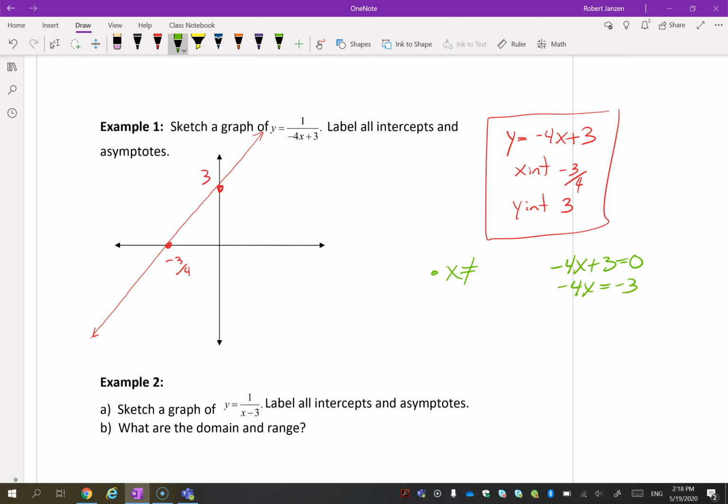Well, this is going to be your... Oh, did I make a mistake? Let's back up a little bit there. The x-intercept is positive 3/4. My mistake.